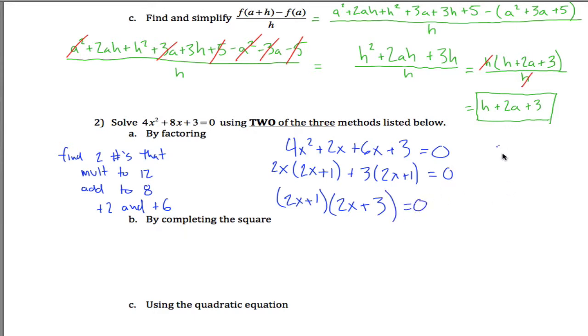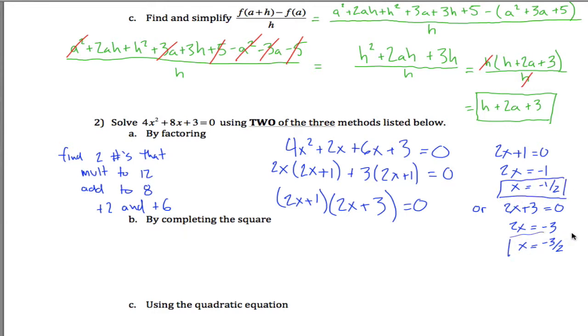So what that tells me is that 2x plus 1 equals 0, 2x equals negative 1, x equals negative 1/2, or 2x plus 3 equals 0, 2x equals negative 3, x equals negative 3/2. So my answers are this guy and this guy.